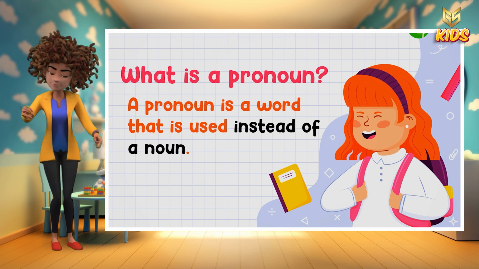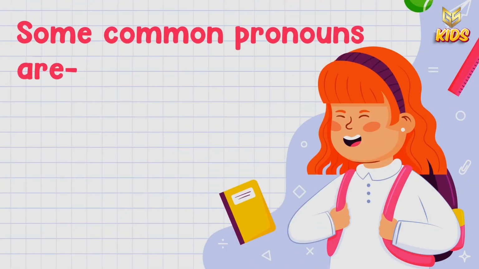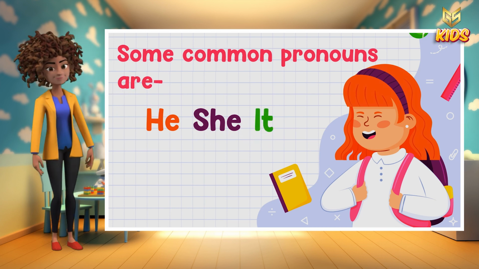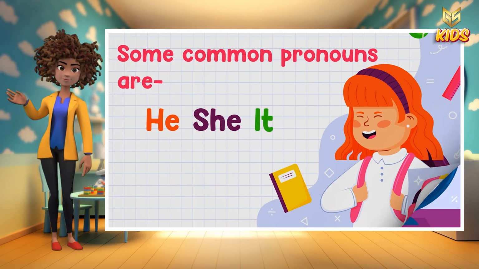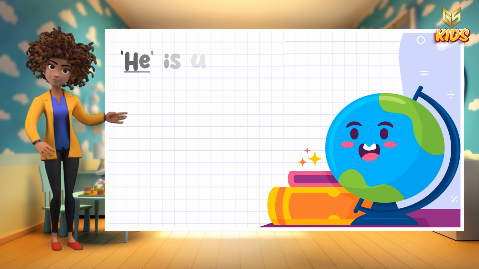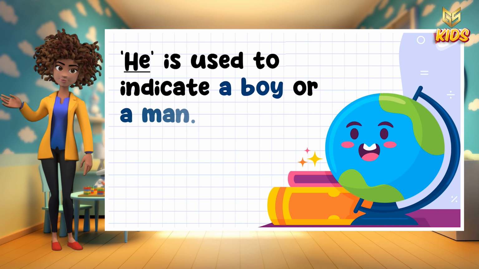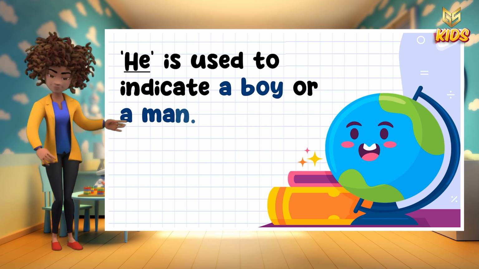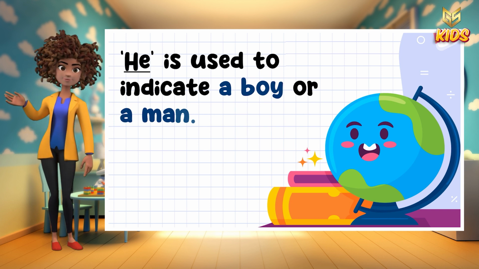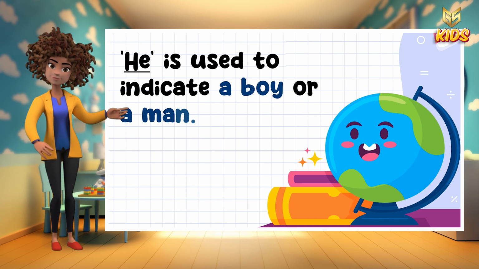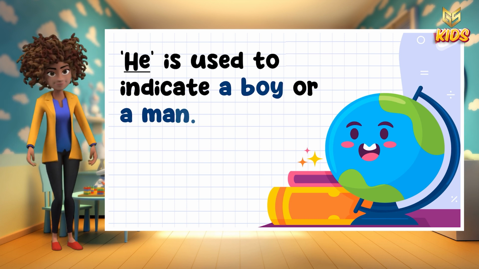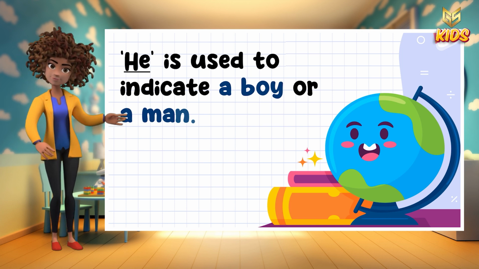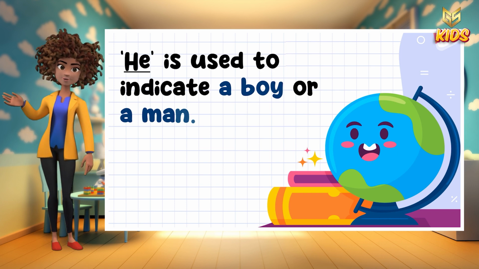So how to use that? Let's look at some common pronouns. Some commonly used pronouns are he, she, it. He is used to indicate a boy or a man. When we see a boy or a man, we will use he. Boy and man are nouns, but as a pronoun is used instead of a noun, here he is a pronoun, and he is always used to indicate a boy or a man.